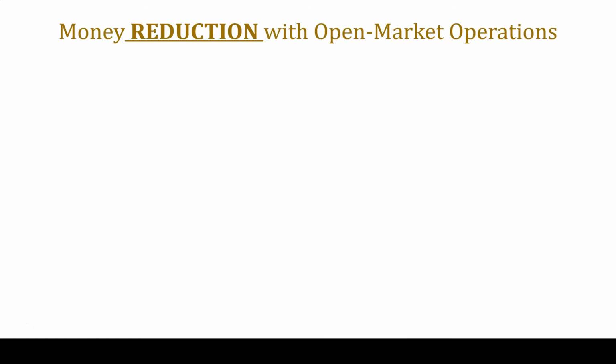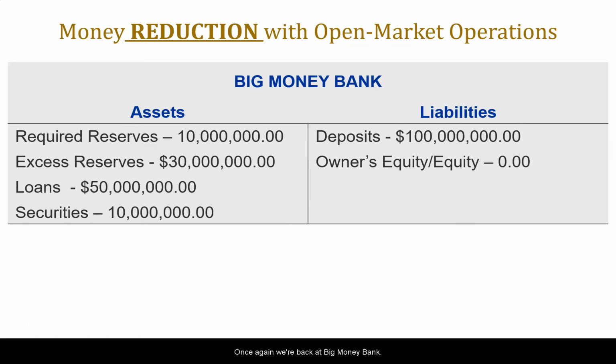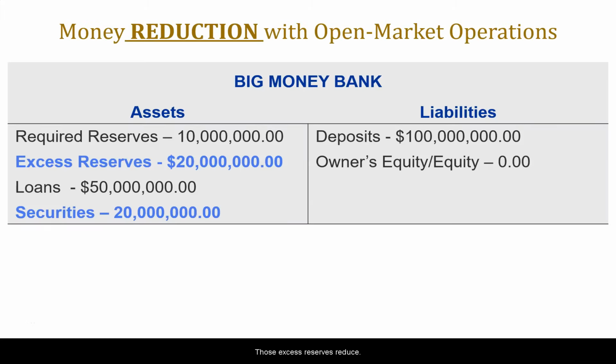But now, let's say the Fed decides to reduce the money supply. Once again, we're back at Big Money Bank. And when the Fed sells a bond to investment banks, those excess reserves reduce. So we're still at $100 million for liabilities, but we are no longer at $30 million for excess reserves, and the securities amount has increased to $20 million.